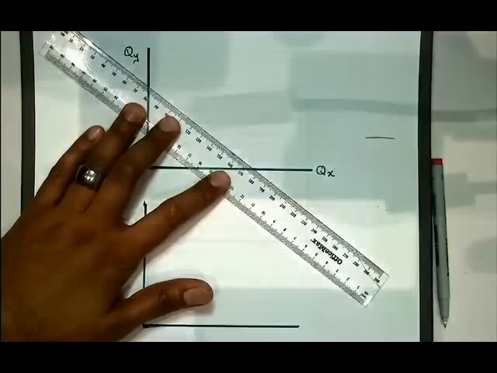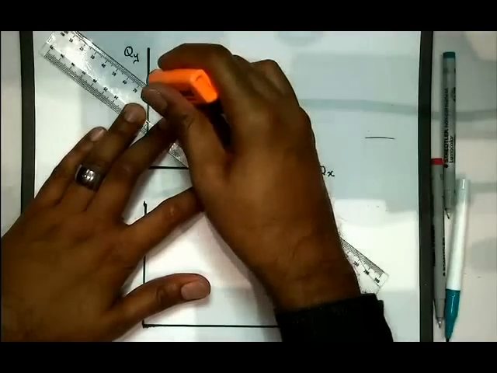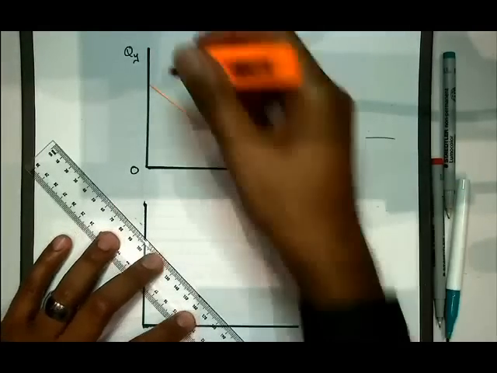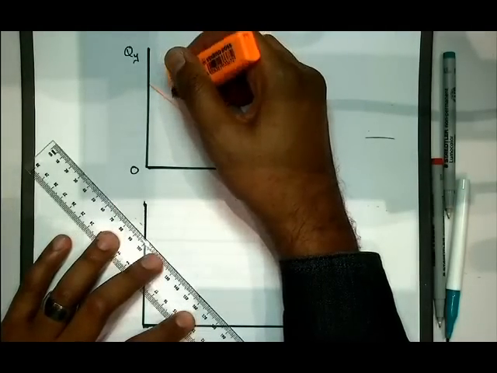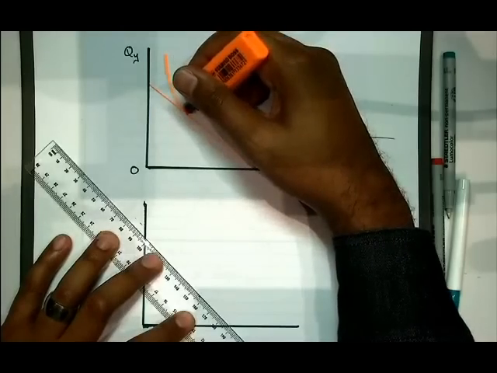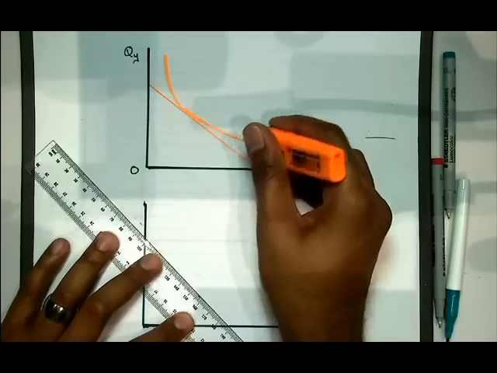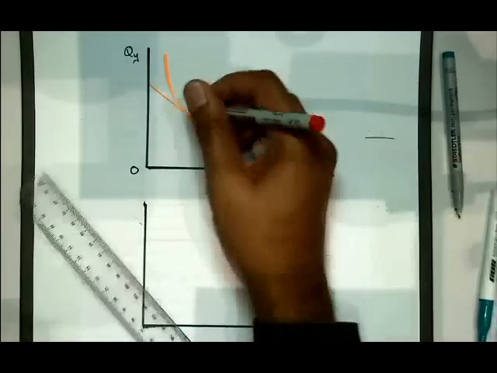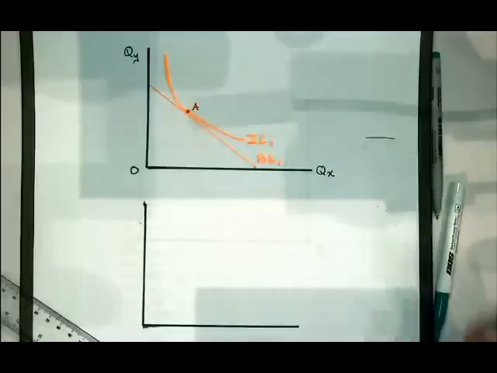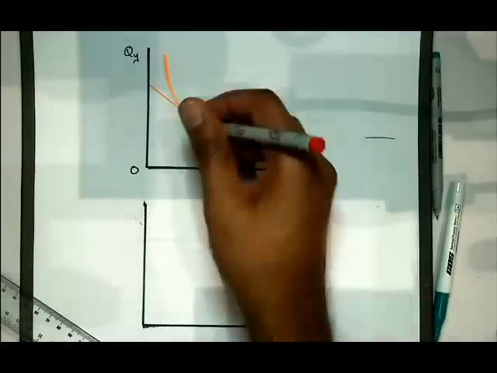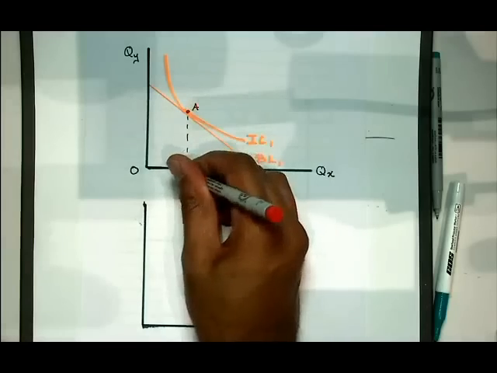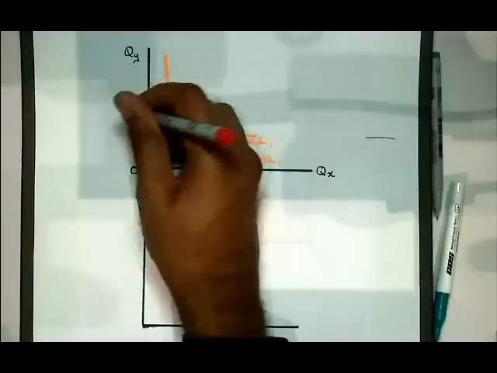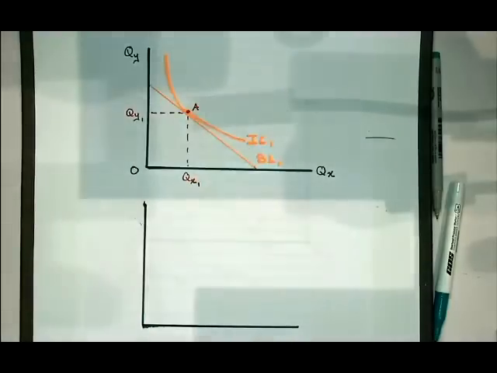So let's say that the consumer is maximizing their utility at a certain bundle. We'll call that indifference curve 1, budget line 1, and the consumer is currently maximizing their utility at bundle A. They're buying a certain quantity of X, and they're buying a certain quantity of Y.